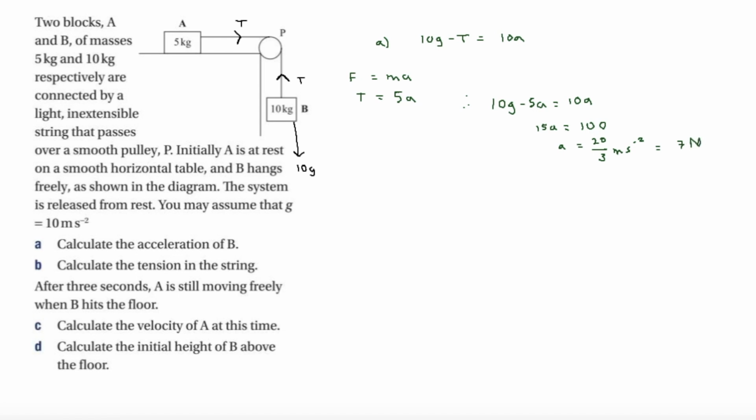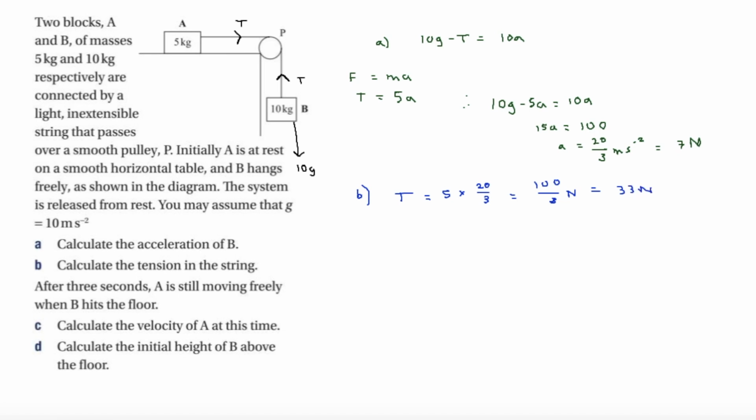So in B, it asks us to calculate the tension in the string. So this is simple, as we've already worked out that T is equal to 5A, so then T is going to be equal to 5 times 20 over 3. That's equal to 100 over 3, which we could round to 33 newtons for this one.